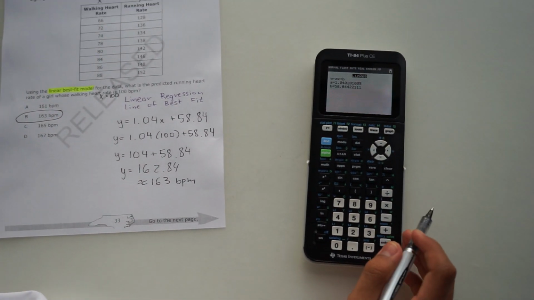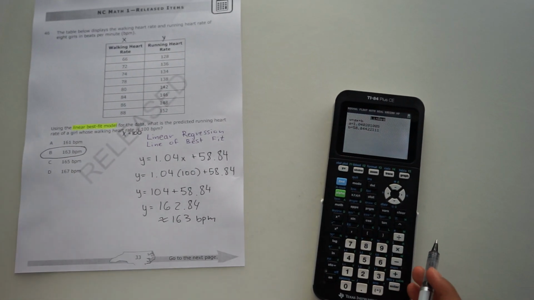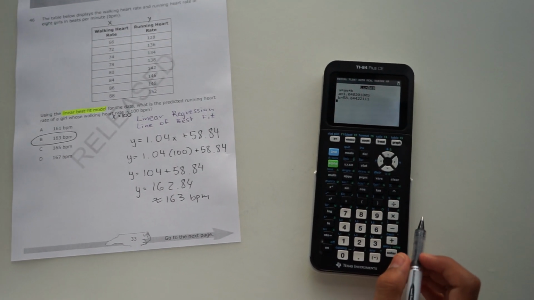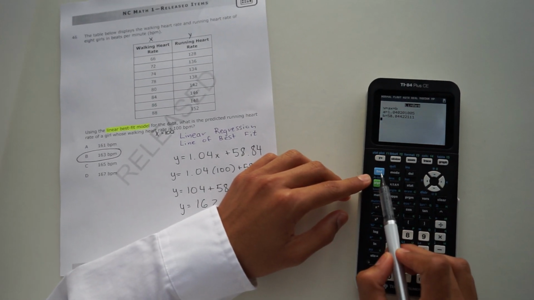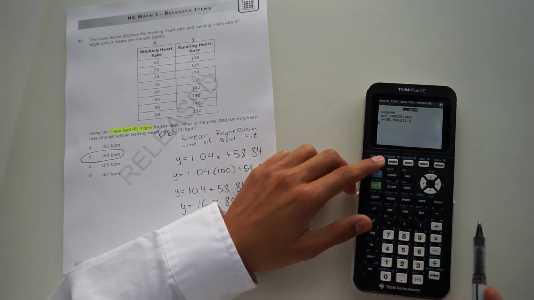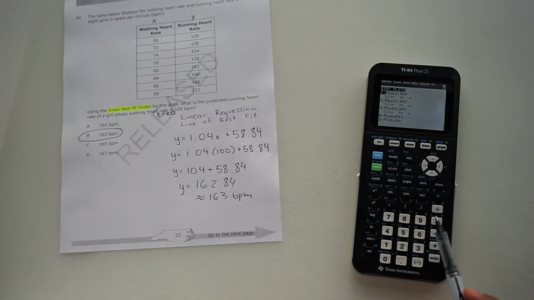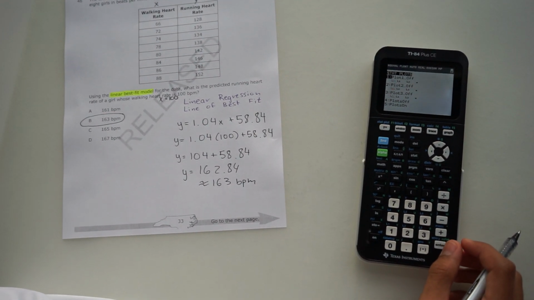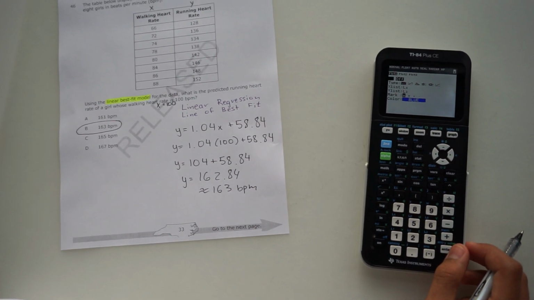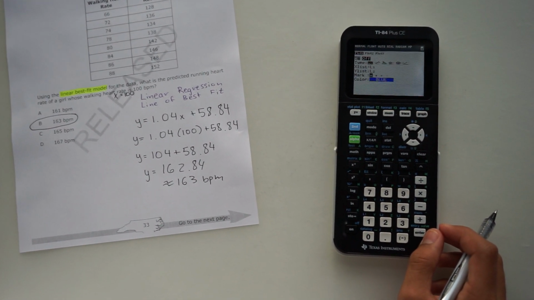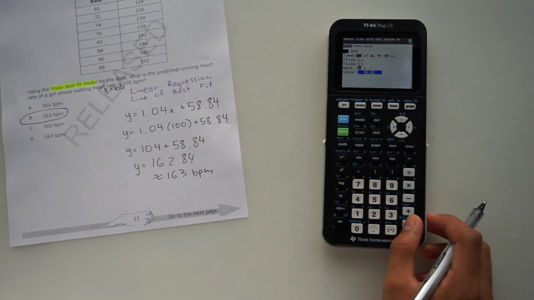Now I would like to show you how to see this on a graph. In order to do this, the first thing we have to do is turn on the stat plot. So we're going to hit the second button and the Y equals button. Now we're going to hit either the number 1 button or the Enter button to go to Plot 1. We're going to hit the Enter button on the word On to turn it on.